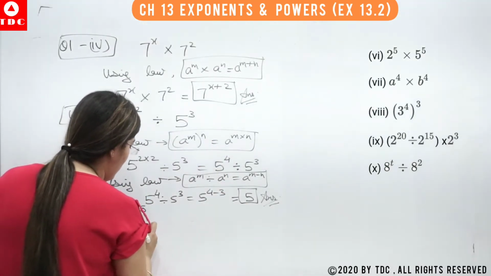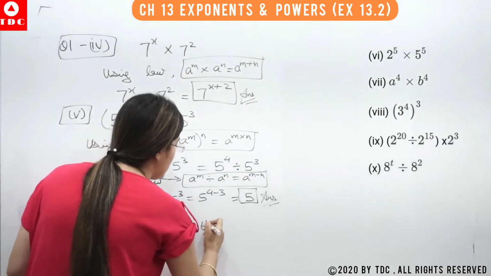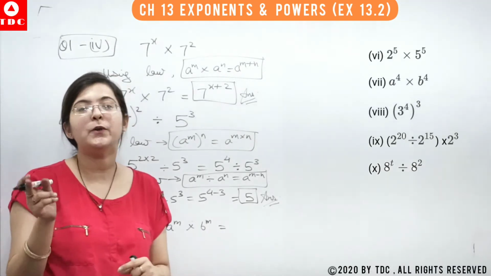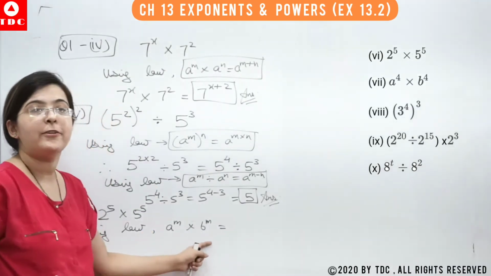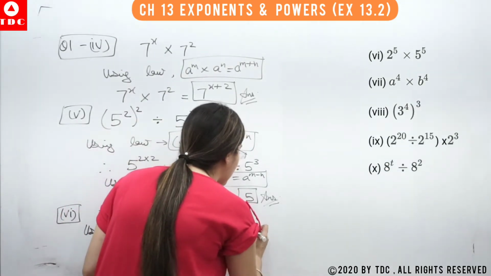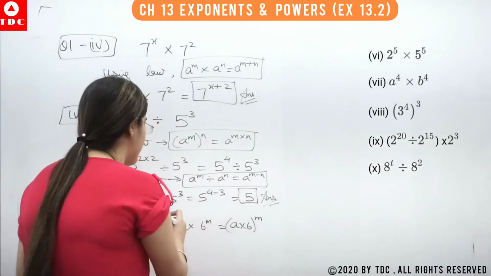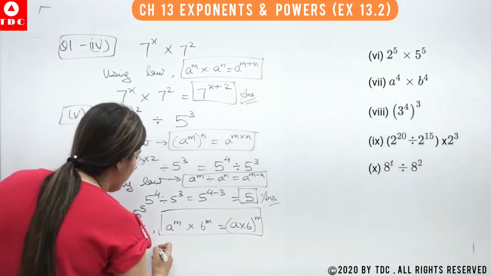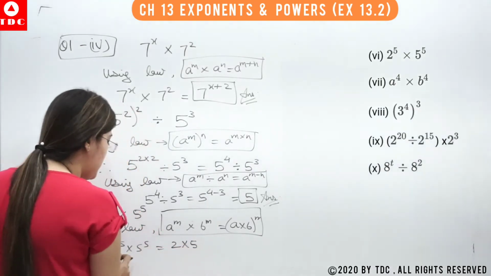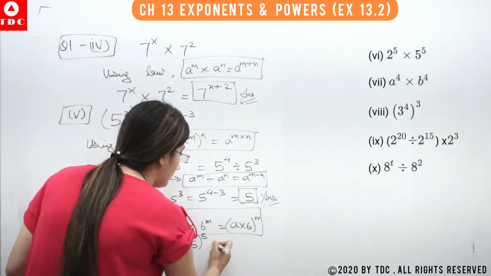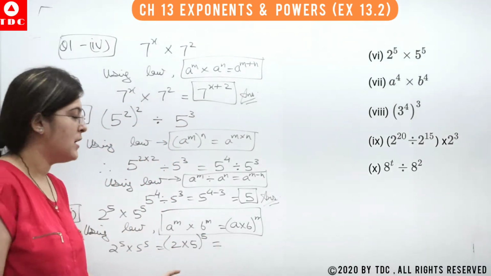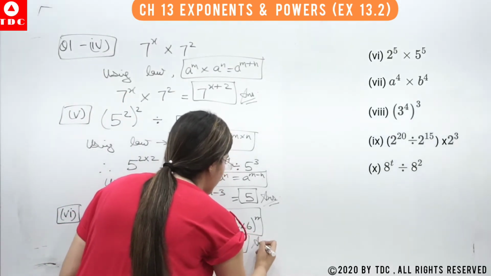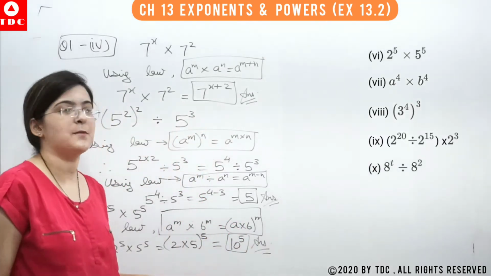Okay, using the law a to the power m into b to the power m. Why? Because the powers are the same and the base is different. I have told you in this case we have to use this law. What we will do? We will multiply a into b and put a common power m. This is the law. So here what we will get? 2 to the power 5 into 5 to the power 5. First we will multiply 2 into 5 and its power would be written a single time, 5. So 2 5s are 10 and the power is 5. This is your answer for the sixth part.